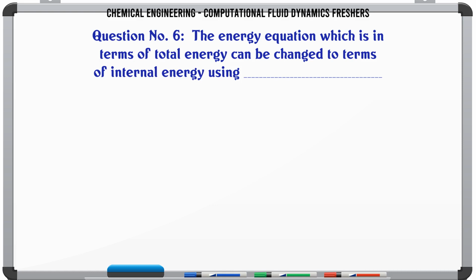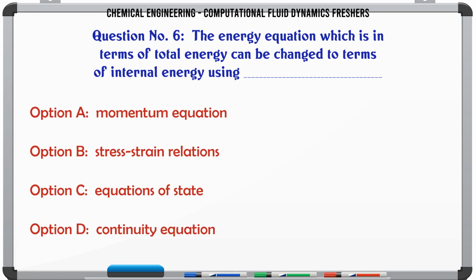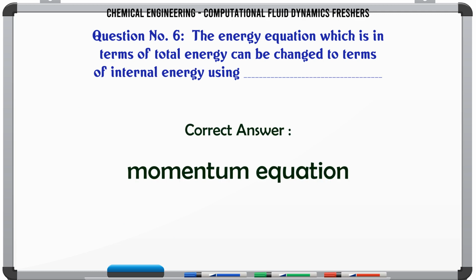The energy equation, which is in terms of total energy, can be changed to terms of internal energy using A: Momentum equation. B: Stress-strain relations. C: Equations of state. D: Continuity equation. The correct answer is momentum equation.